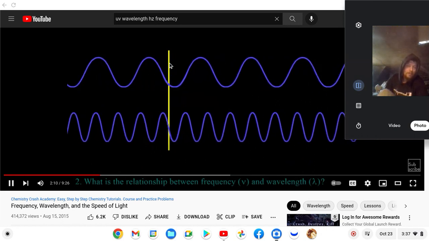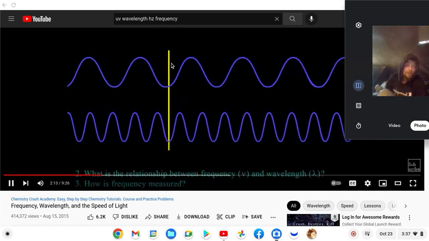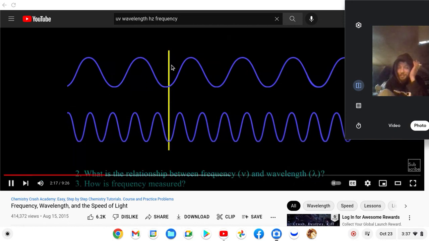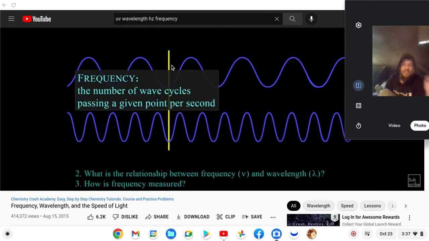But before we connect this with real light waves, we do need to understand how frequency is measured. Frequency is defined as the number of cycles passing a given point per second.